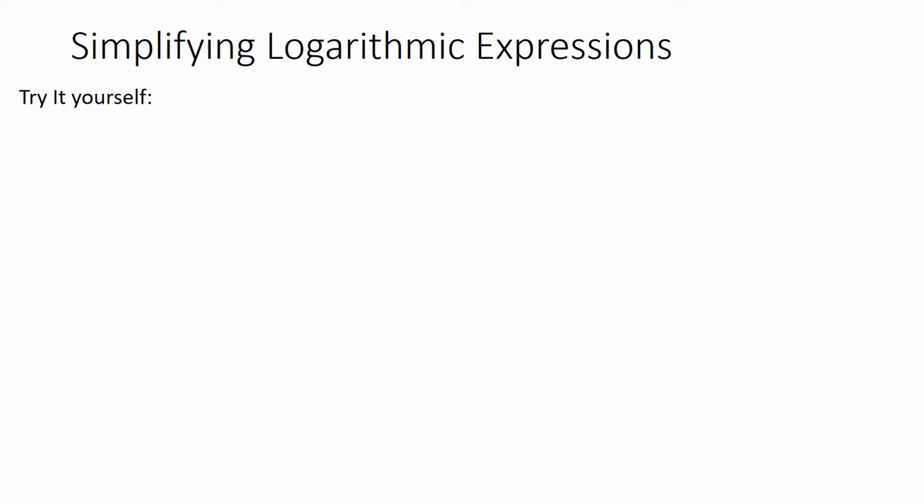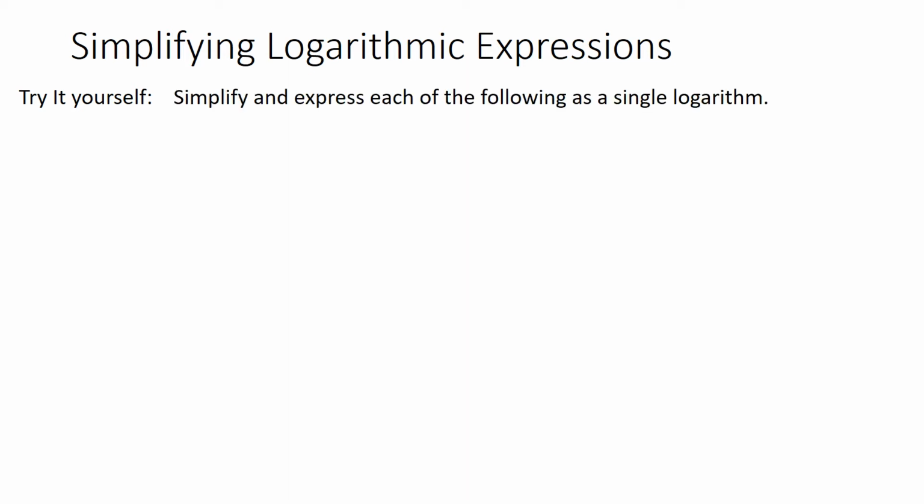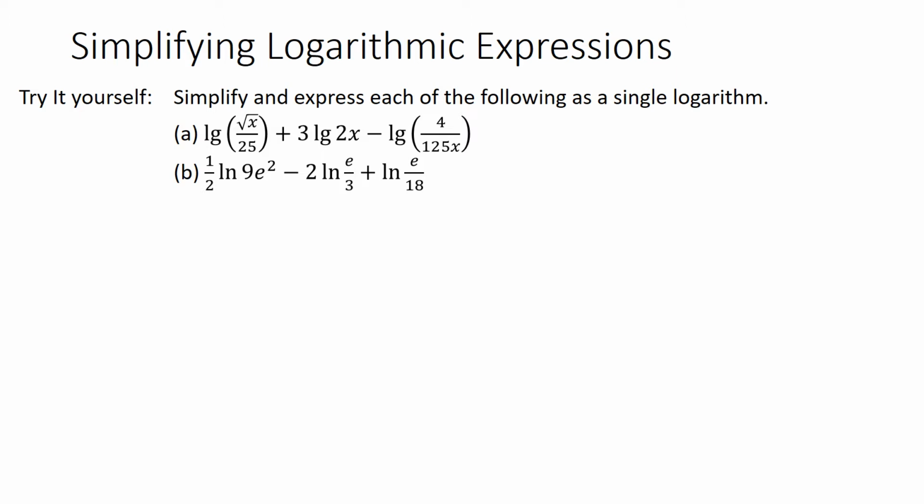Now, let's try one similar example yourself. Simplify and express each of the following as a single logarithm. A. log x over 25 plus 3 log 2x minus log 4 over 125x. B. 1/2 ln 9e squared minus 2 ln e over 3 plus ln e over 18. C. log base x of 16 plus log base x of 32 plus log base x of 2. You can pause the video and try to do it yourself.